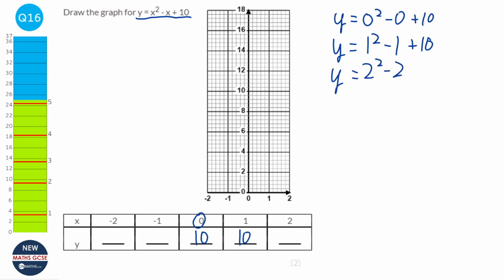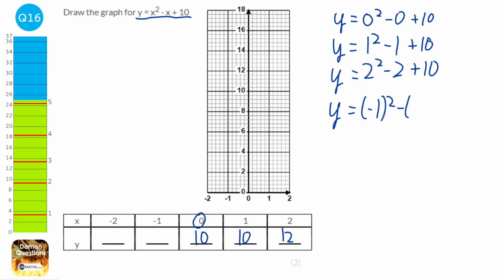2 squared minus 2 plus 10. 2 squared is 4. 4 take away 2 is 2. Plus 10 will be 12. Now we're going to do the negative. So we're going to look at minus 1. So it's y equals minus 1 squared, and it's going to be minus minus 1 plus 10. So a little bit more complicated here. Minus 1 squared is just 1. Now here you have 2 negatives together. When you have 2 negatives together, it makes a plus. So we've got 1 plus 1 plus 10, which is going to be 12.